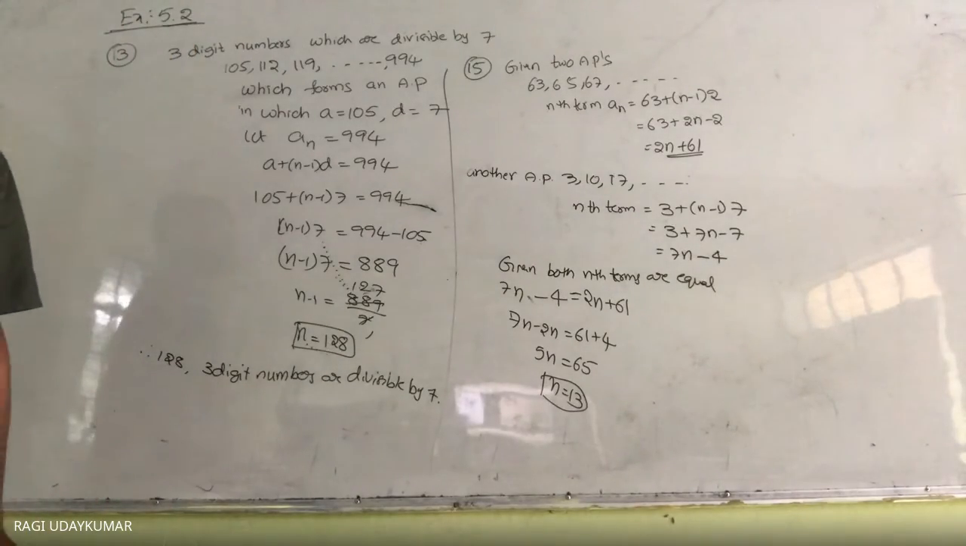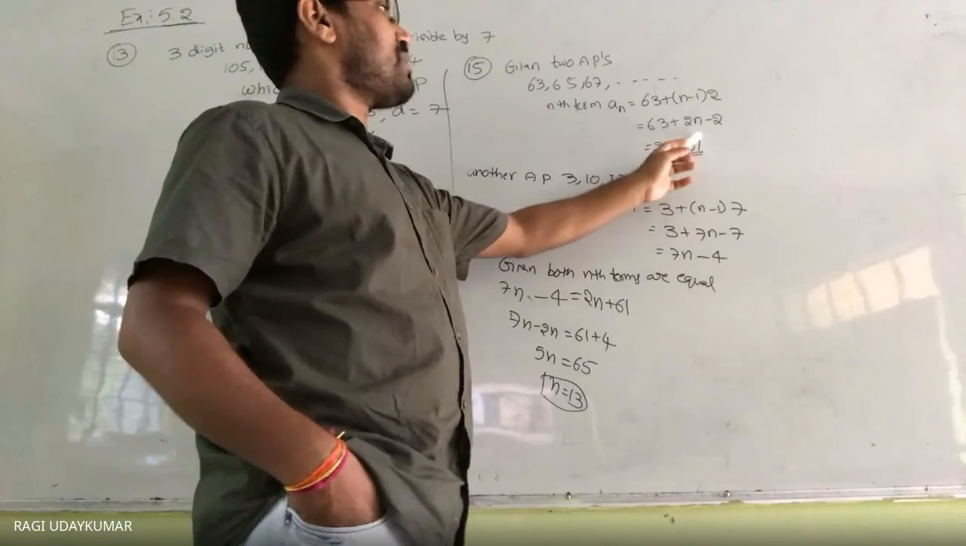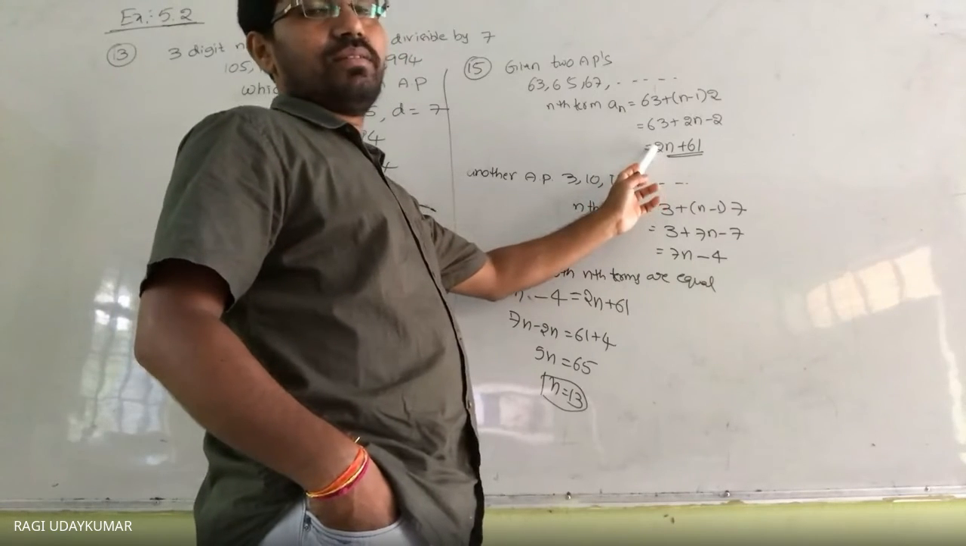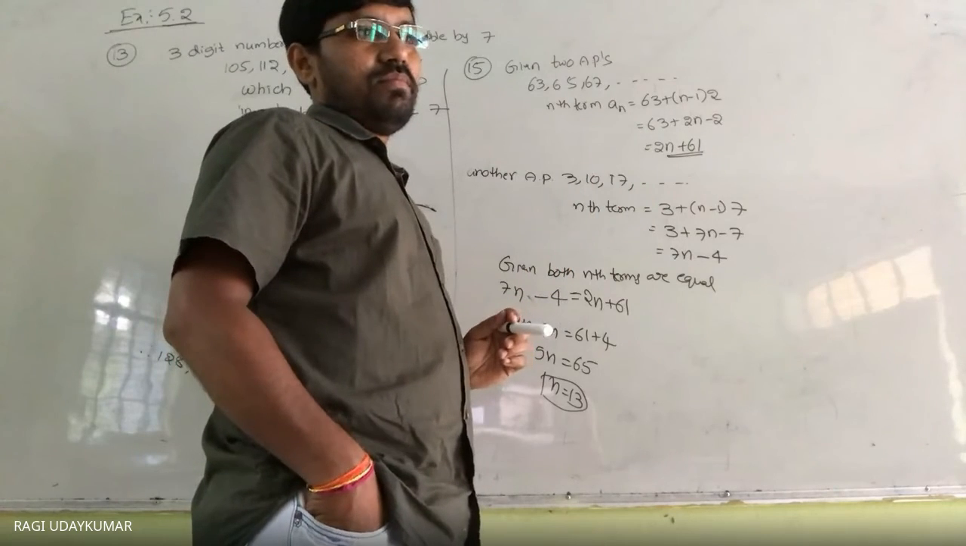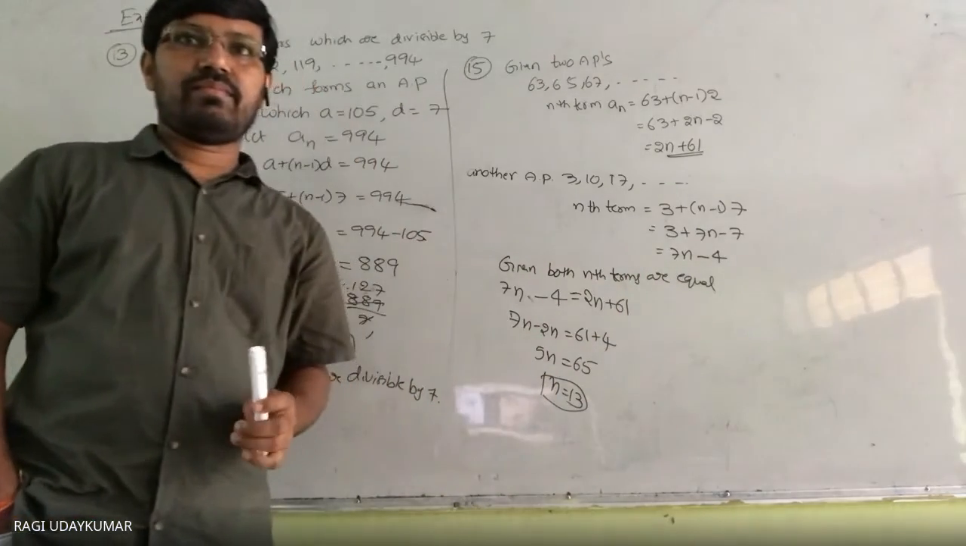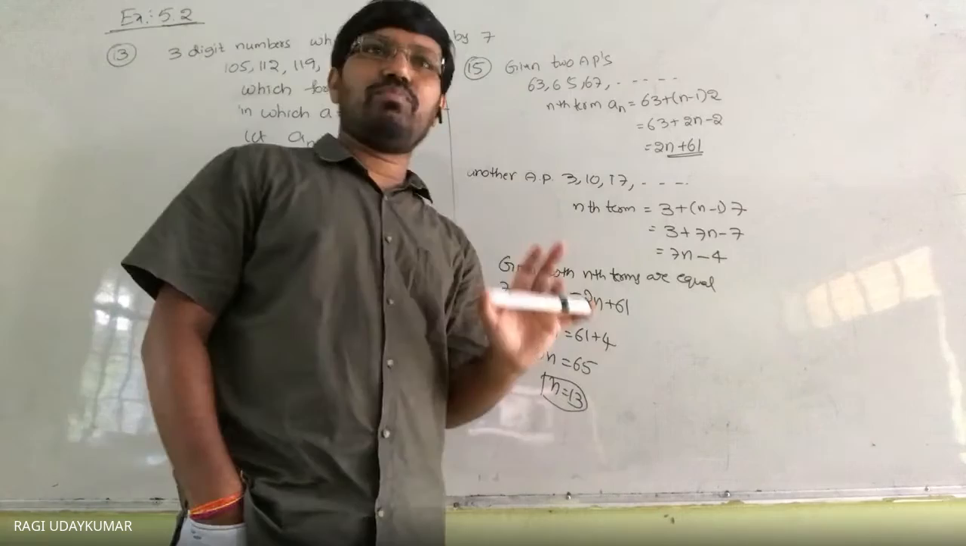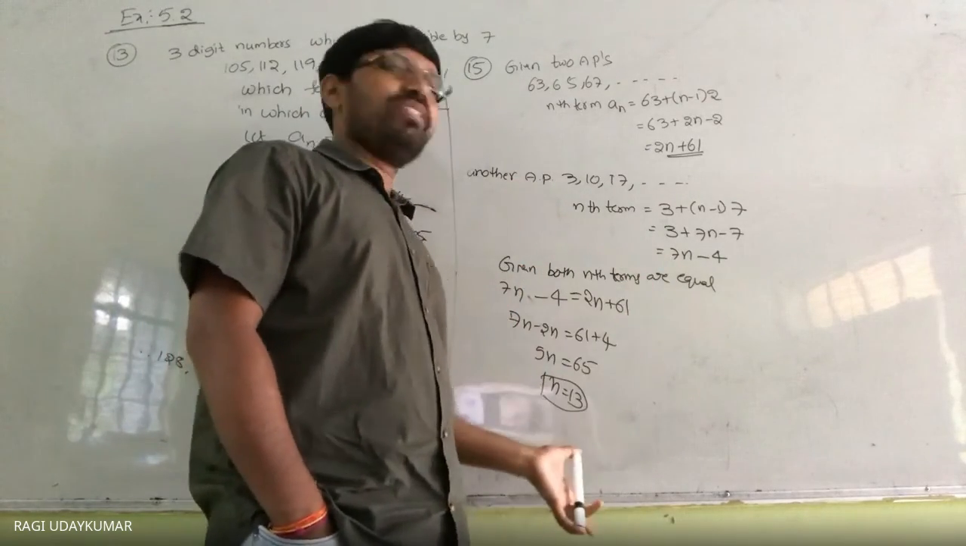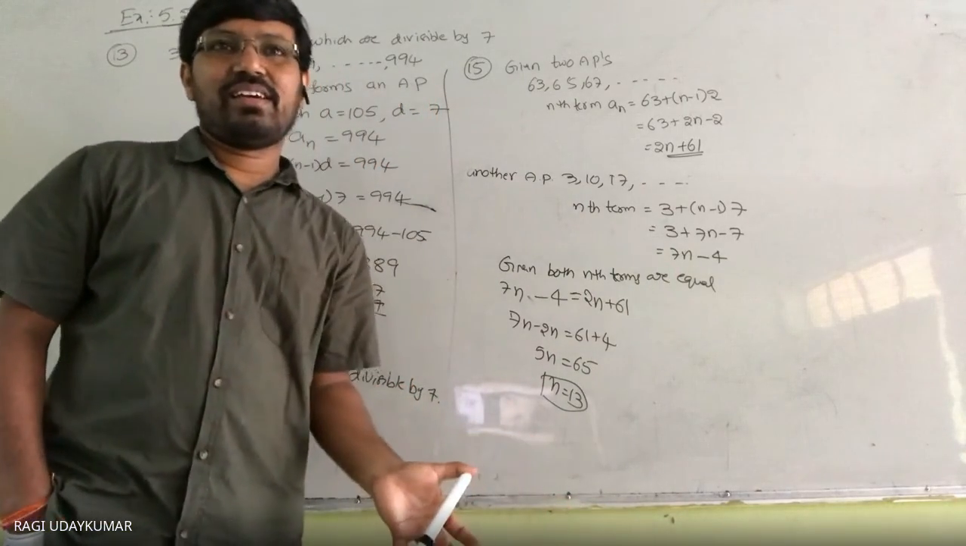Sir, it can be found using the formula an equals a plus (n minus 1) d. No need, just substitute 13 in this. 13 times 2 is 26, plus 61, that is 87. Here you substitute 13: 13 sevens are 91, minus 4, that is 87. Yes, both are equal. From that only we found the n value.